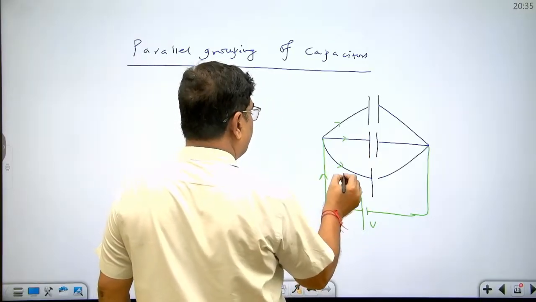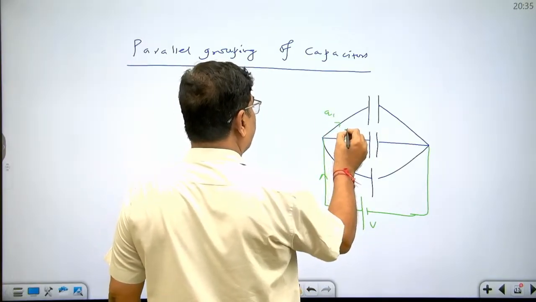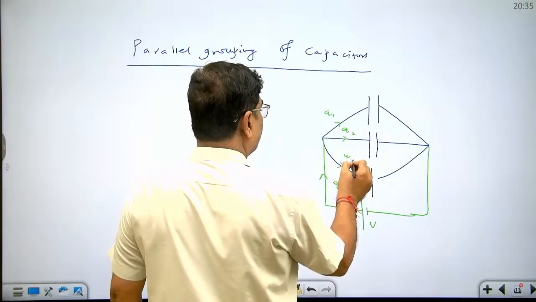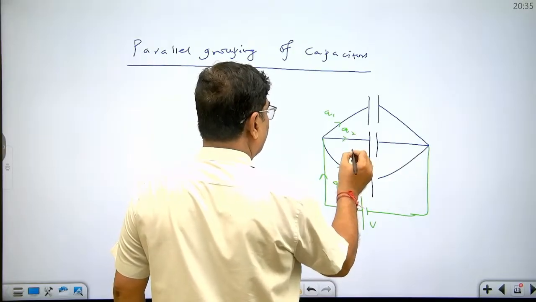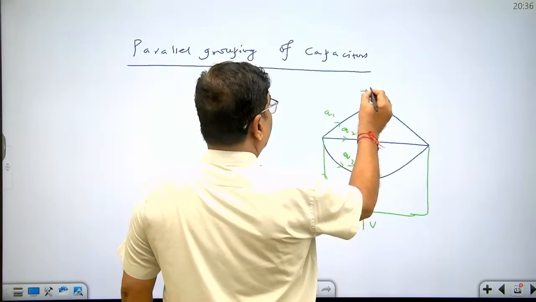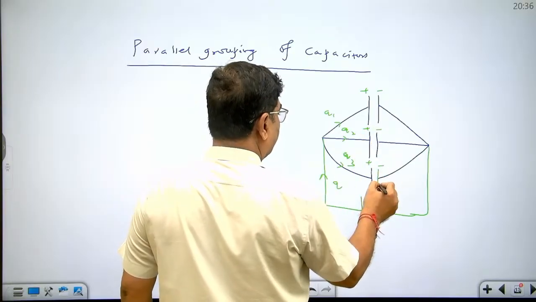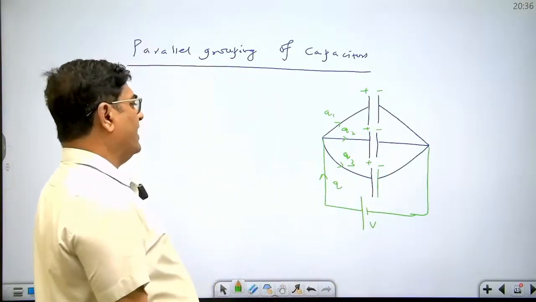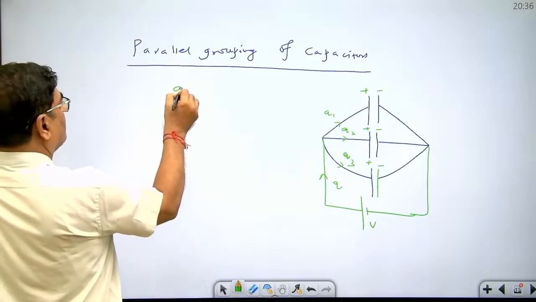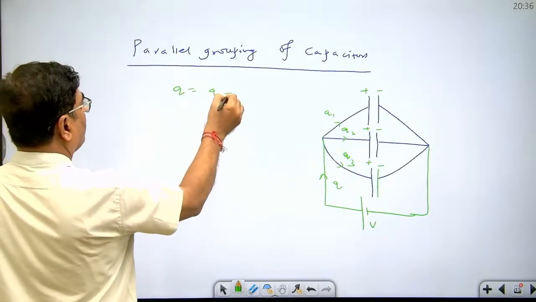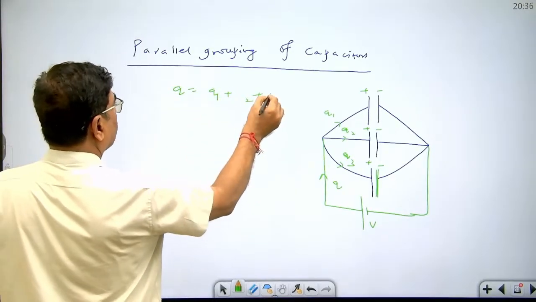If charge Q is passing from here, the charge is dividing as Q1, Q2 and Q3. This is plus, this is minus, this is plus, plus and minus. Okay. Apply junction law, we get Q equal to Q1 plus Q2 plus Q3.